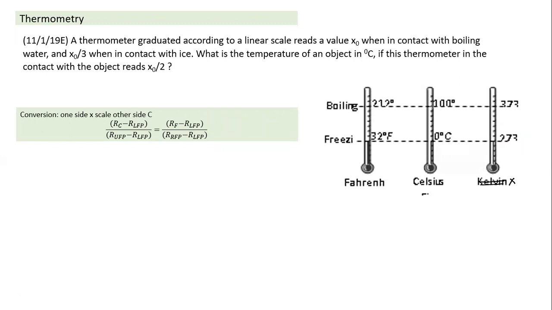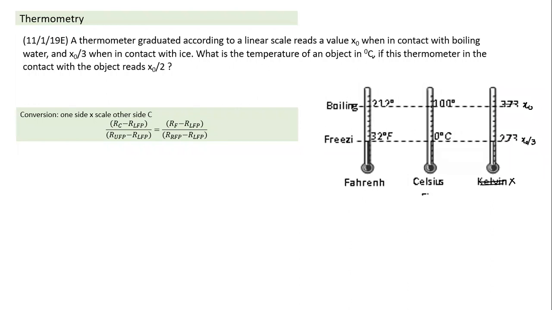So now, what happens? The centigrade scale will read 100 degrees, but this is not reading 100 degrees. It is having a reading of X naught, and it has a reading of X naught by 3 when in contact with ice. This reading is X naught by 3. And what is the corresponding reading? In any other scale, this is the kind of reading we would have. So basically the heights are the same.